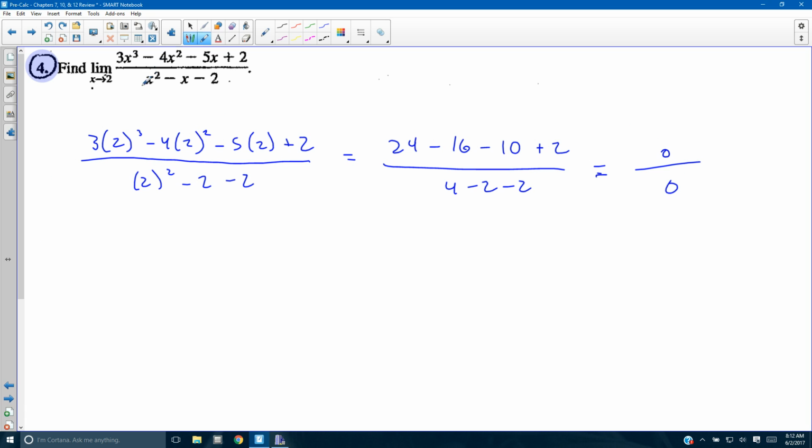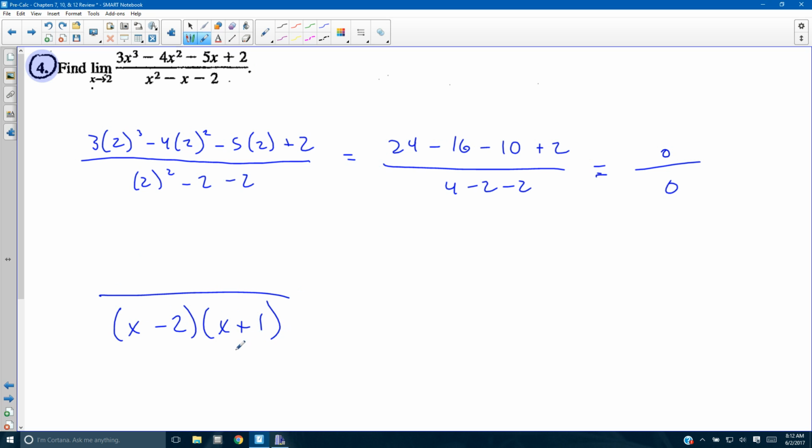Now the top has a few concerns here because you can't factor by grouping. There's no common factor between these terms and these terms as well. The bottom looks like it can factor just fine. So this is x minus 2 times x plus 1.